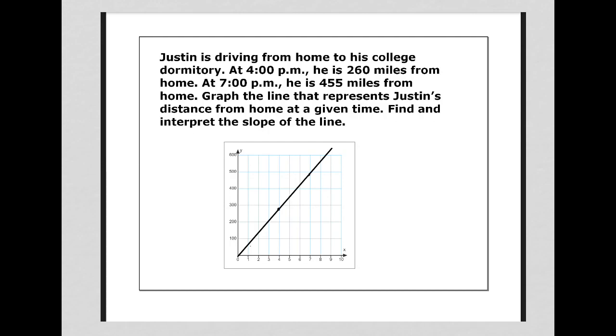So here, Justin is driving home from his dorm, and at 4 p.m. he is 260 miles from home, and at 7 p.m. he's 455 miles from home. So we graph this line that represents Justin's distance from home at a given time. Find the intercept. Find and interpret the slope of the line.